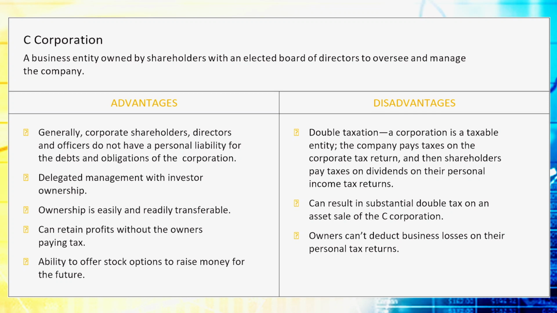The disadvantages: double taxation. A corporation is a taxable entity. The company pays taxes on the corporate tax return, and then the shareholders pay taxes on dividends on their personal income tax returns. This can result in substantial double taxation on an asset sale of the C corporation. Owners can't deduct business losses on their personal returns.